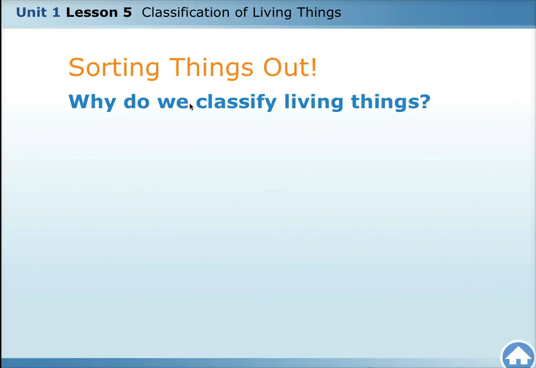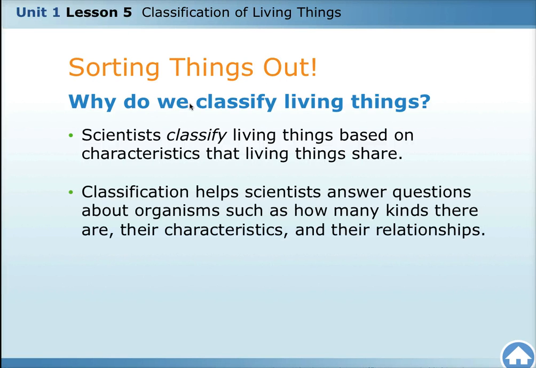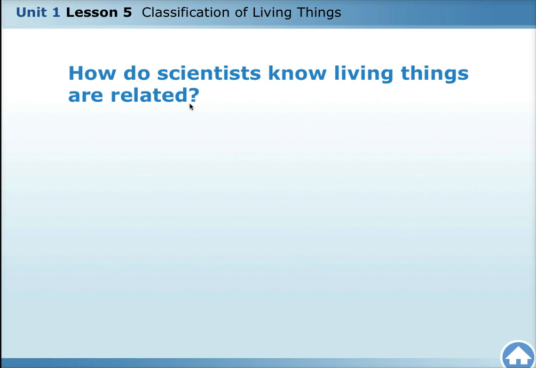So why do we classify living things? On page 54 in your text. Scientists classify living things based on the characteristics that the living things share. Classification helps scientists answer questions about organisms such as how many kinds are there, what are their characteristics, and what are their relationships.